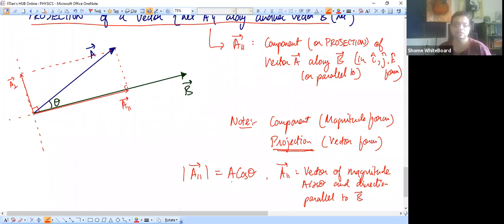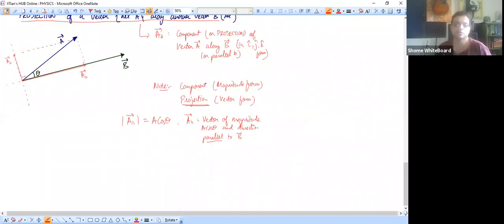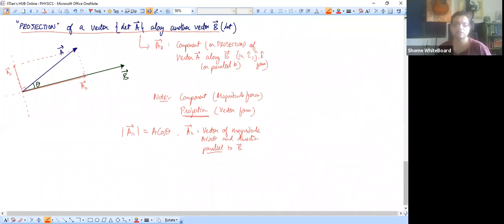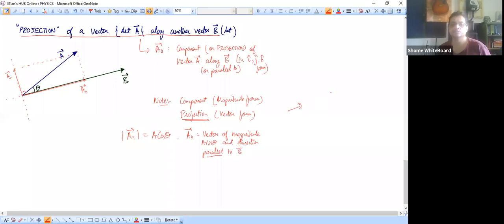Its magnitude is A cos theta. That is, in this right angle triangle, if you see this is the base, so its magnitude is A cos theta. Okay, but what about its direction? Its direction is parallel to B, and that is why it is called the parallel component, or the component of A along the vector B, or parallel to the vector B. Now we will see how to calculate this thing. We will use the dot product method to calculate this.